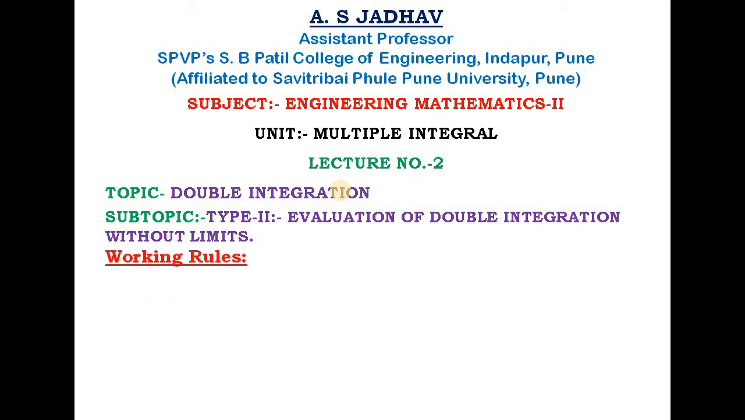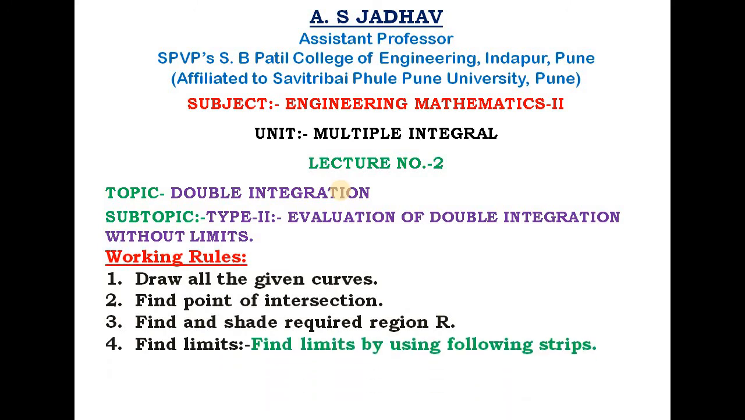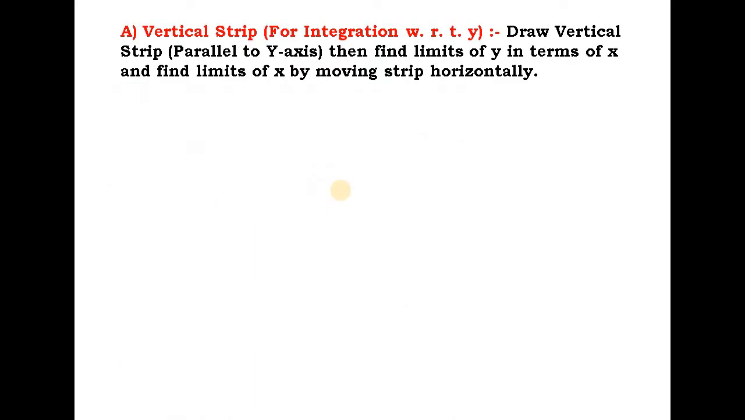Working rules of this type: first, draw all the given curves. Second, find point of intersection. Third, find and set required region R. Fourth, find limits by using following two strips. First is vertical strip. This is used for finding limits of y in terms of x.